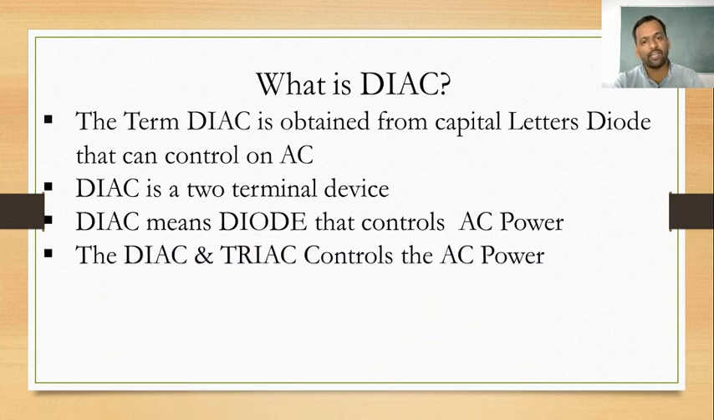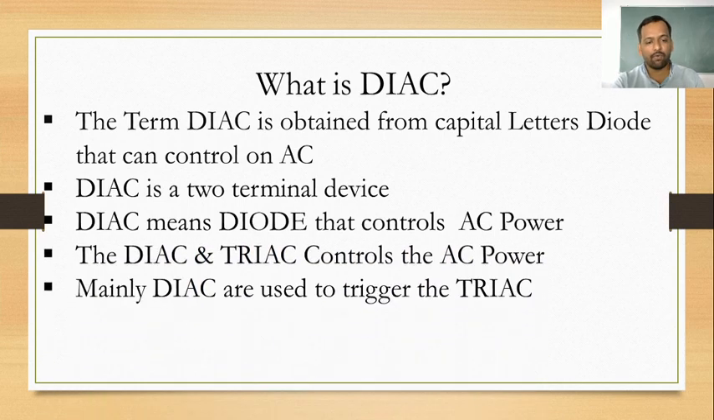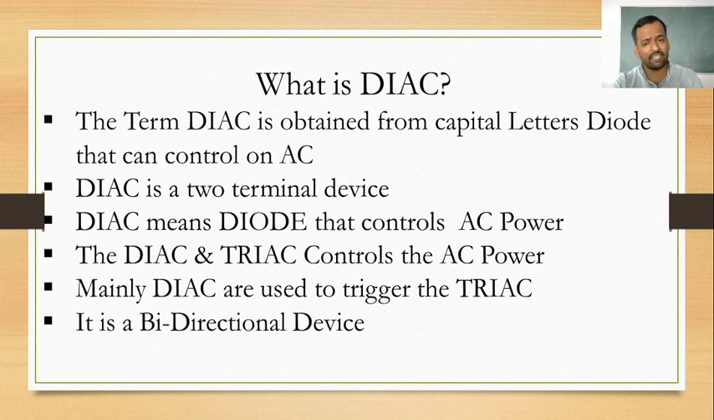With DIAC, we can use TRIAC to control the AC power. Mainly DIAC is used to trigger the TRIAC. That is, for the TRIAC to turn on, a pulse must be given to the gate terminal. So, for developing that pulse, DIAC is used. It is like TRIAC, it is also bidirectional. That is, it has two terminals MT1 and MT2. Current can flow from MT1 to MT2 or MT2 to MT1. That is, it is a bidirectional device.